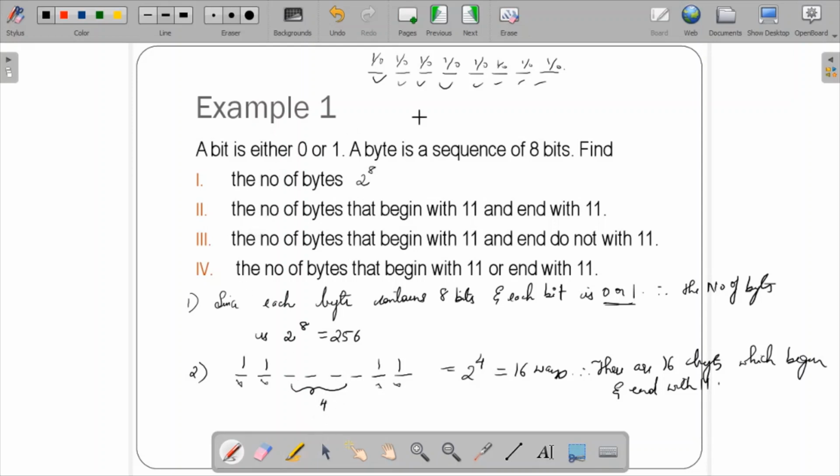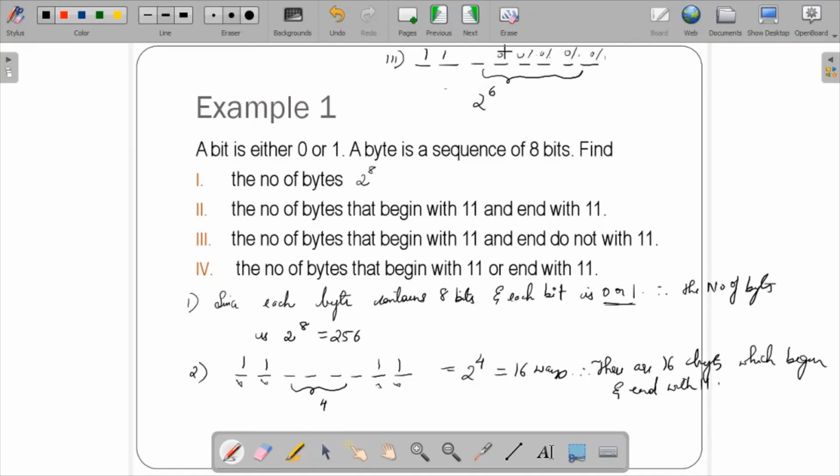Now the third question is the number of bytes that begin with 1 1 and do not end with 1 1. That means it should begin with 1 1, and the possible positions are 1 2 3 4 5 6. They have told that it begins with 1 1. So what are the possible open positions you have? 2 to the power 6 actually, but that may include the possibility of ending with 1 1 also.